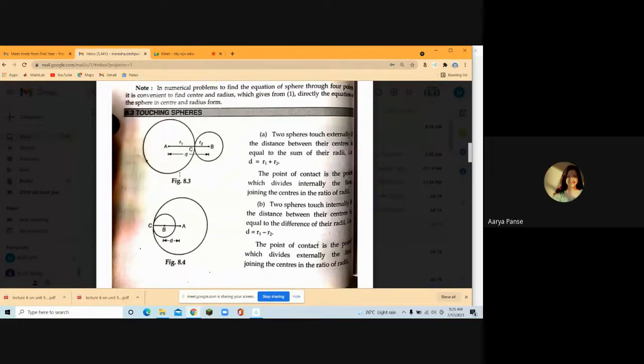Yes, ma'am. So what we have to do is, given the spheres, find the centers and the radii, and then see the relation between the distance between the two centers and the sum of the radii or the difference of the radii. The greater radius will be reduced by the smaller one, and with the help of that we'll get the answer. So take down the question related to this and tell me whether the spheres are touching internally or externally.